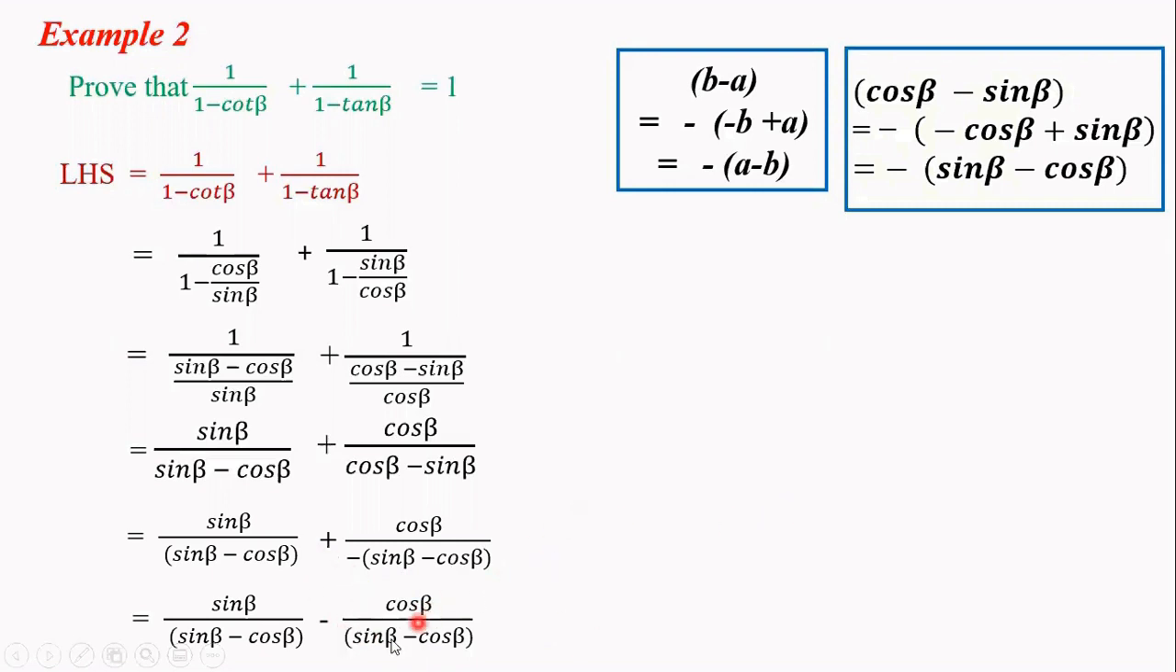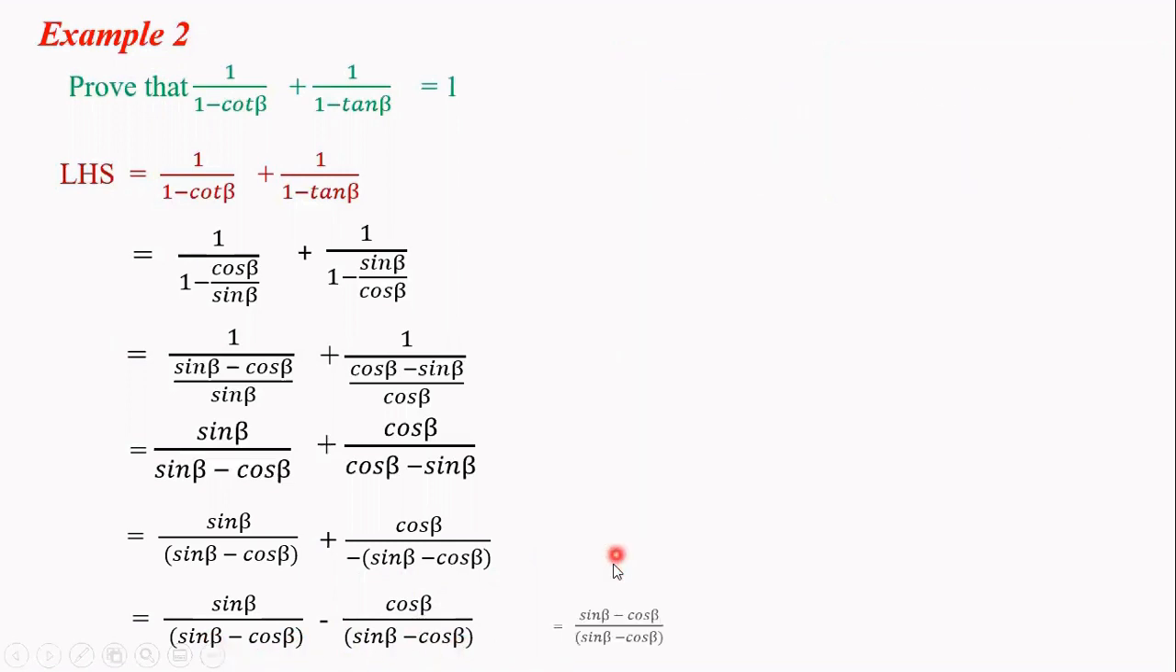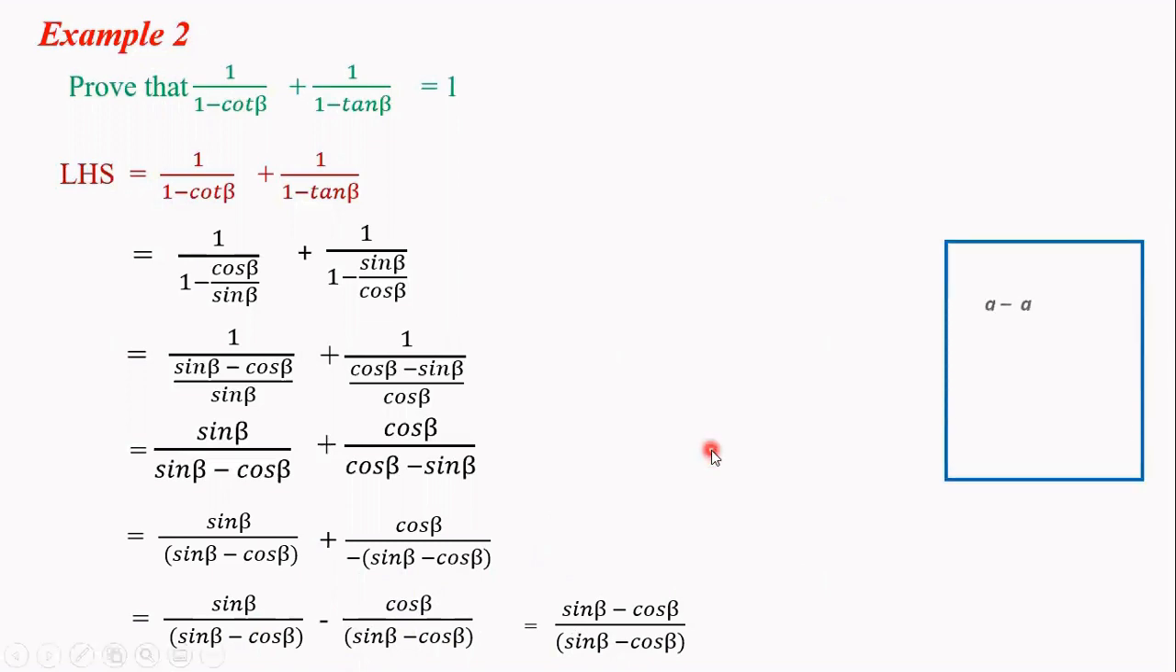So let's take LCM. LCM is the same in both of the terms here. So we have sin beta minus cos beta as LCM, and in the upper portion also we have sin beta minus cos beta. Now, if we cancel plus a and minus a like this, we have 0 as the answer. They get cancelled and 0 is the answer.